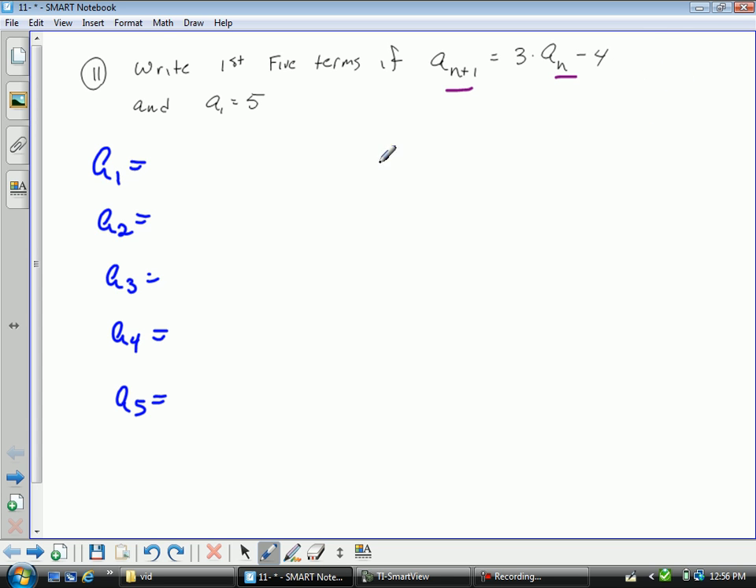So to get this ball rolling, they give us a sub 1 is 5, so you can plug in the 5 right there. This means that you're going to be taking that 5, putting it into this spot, so it's going to be 3 times 5 minus 4. We get 11. You can take that 11, put it into this spot again. 3 times 11 minus 4. So it's 33 minus 4, just 29. Then we're going to take the 29 and plug it in there. 3 times 29 minus 4.